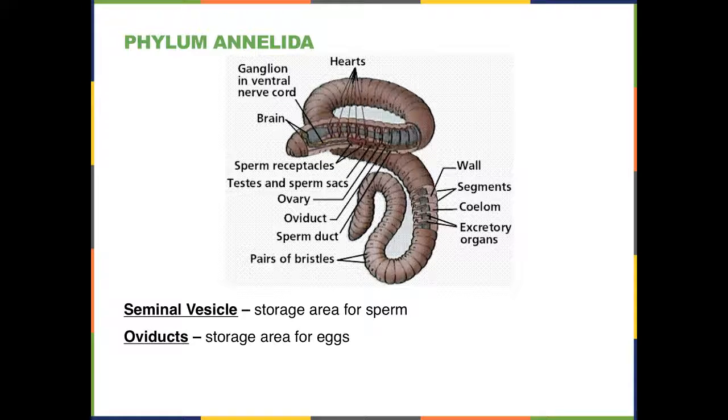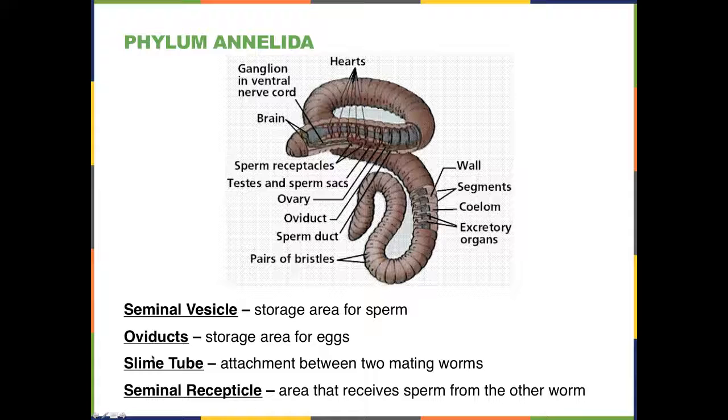Oviducts are areas that the eggs travel through, and when two worms are mating, they form a slimy attachment with each other, known as a slime tube. As I said, the seminal receptacle is an area in a worm that receives sperm from another worm and fertilizes the eggs. So when you see two worms mating, both worms are exchanging sperm, and both worms will end up fertilizing eggs and producing eggs. One is not the male or the female. They both function with both sexual organs and identities.